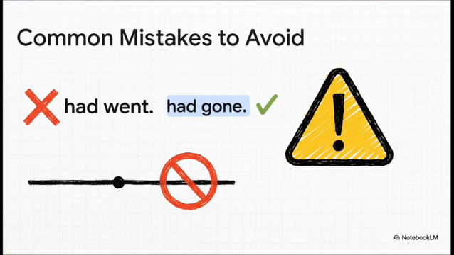But wait, before we do the quiz, a quick heads up on two super common mistakes. First, you always use the past participle, or V3, after had. It's had gone, never had went. Second, if there's only one past action in your sentence, just use the simple past. I saw that movie yesterday. You don't need the past perfect there.